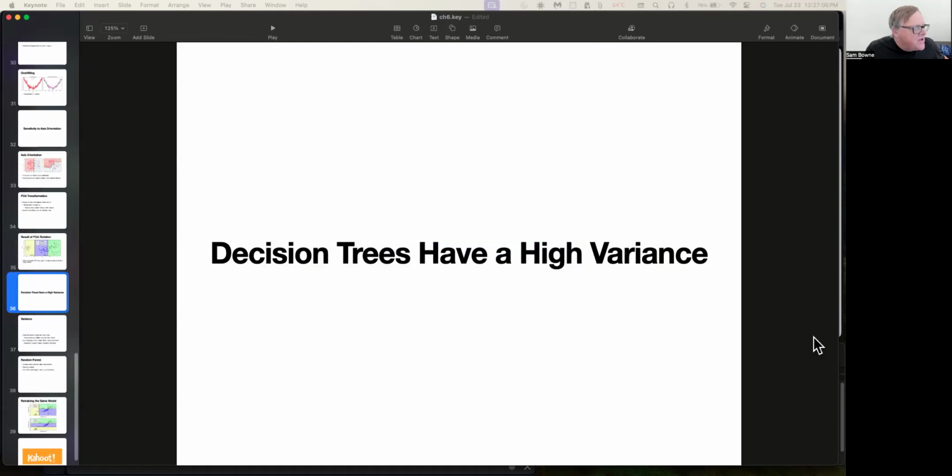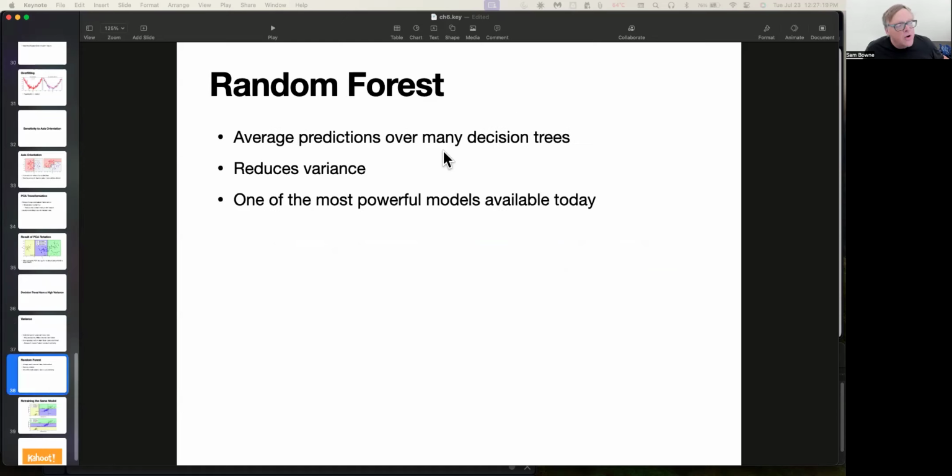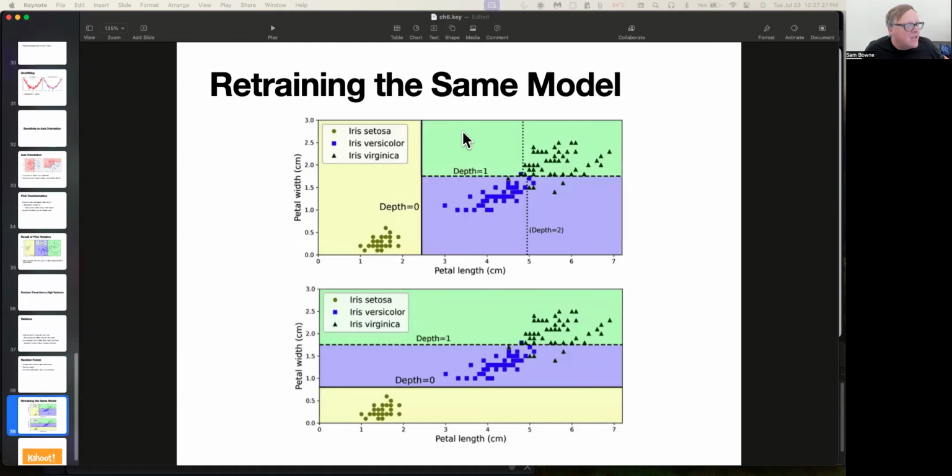All right, now decision trees have a high variance. If you make changes in the hyperparameters of your data, you might get very different models. Even just repeating the fit with a different random number seed can give you a different model. So you often make a forest where you don't make just one decision tree, you make a forest of many decision trees. And that turns out to be one of the most powerful models. Just combining a lot of these decision trees together and averaging them makes a pretty good model.